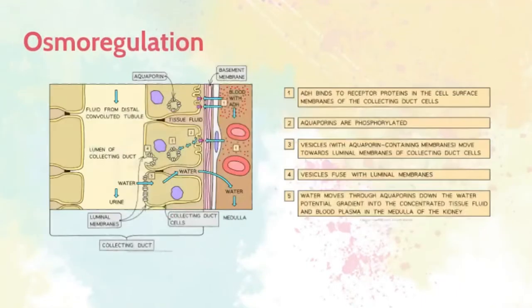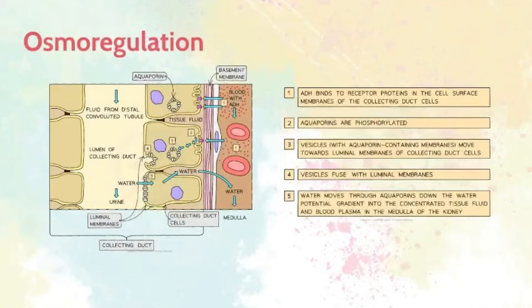the collecting duct. So as a reminder, water is reabsorbed by osmosis from the filtrate in the nephron. This reabsorption occurs as the filtrate passes through structures known as the collecting ducts, so in the nephron. ADH causes the luminal membranes of the collecting duct to become more permeable to water. So i.e., the membranes facing the lumen of the nephron, they become more permeable to water.